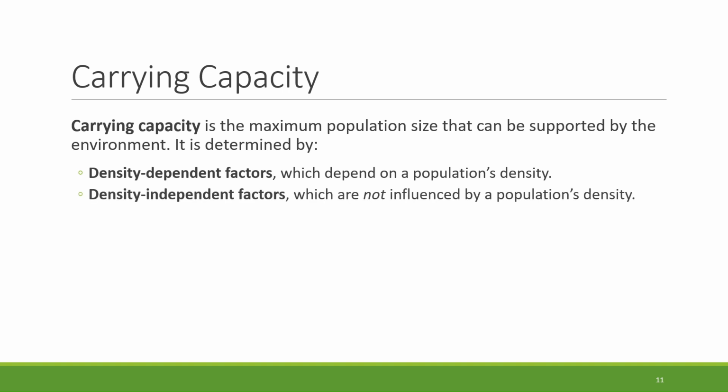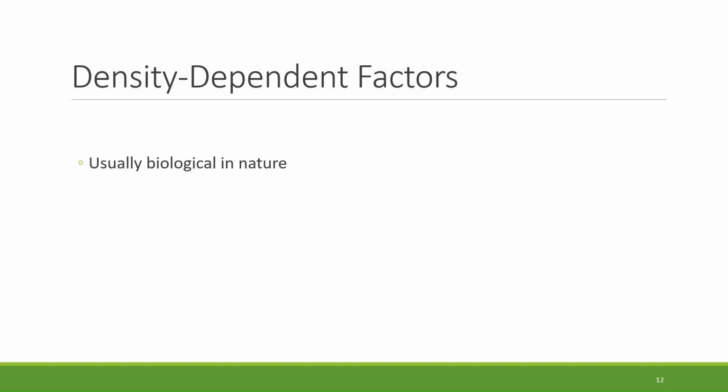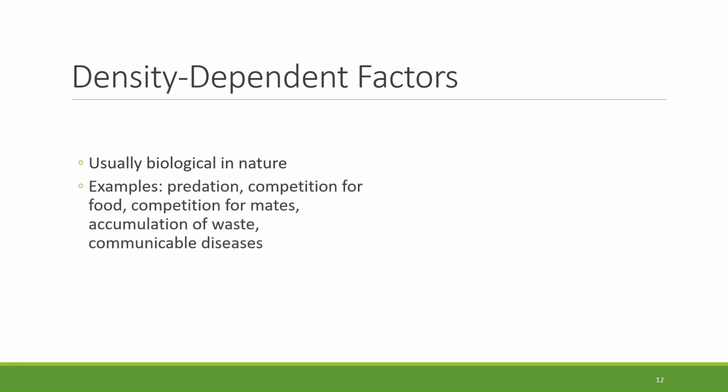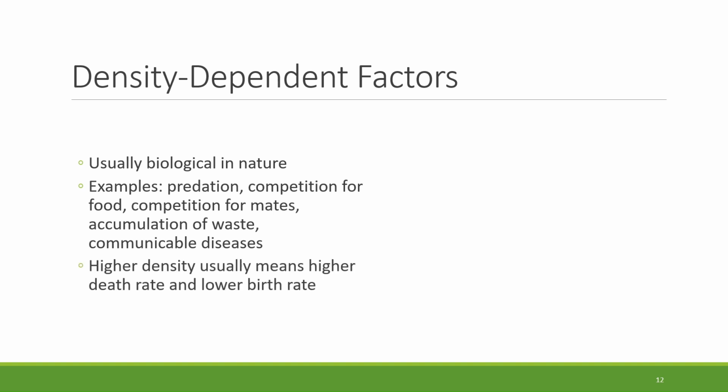Density-independent factors are ones that are not influenced by a population's density. So density-dependent factors are usually biological in nature. They include things like predation, meaning the presence of predators, as well as competition for food, competition for mates, accumulation of waste in the environment, and the presence of communicable diseases. And when it comes to density-dependent factors, a higher density usually corresponds to a population experiencing a higher death rate and a lower birth rate.